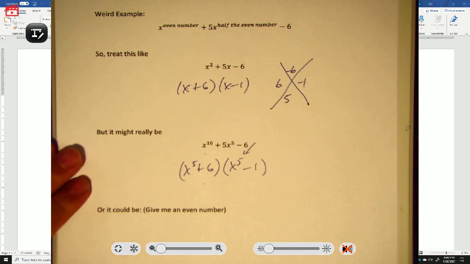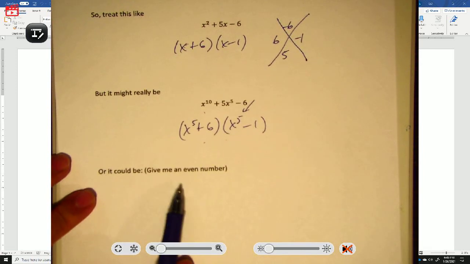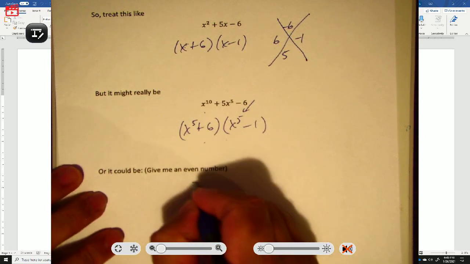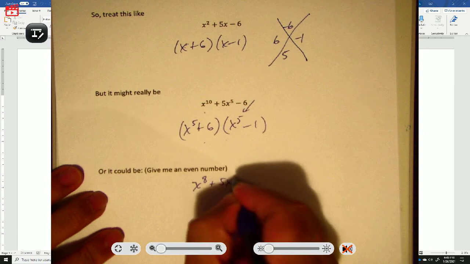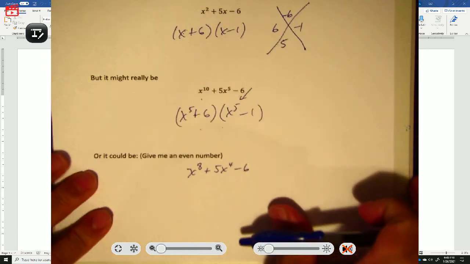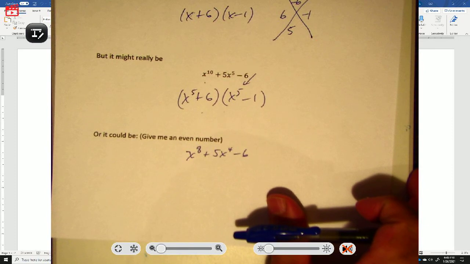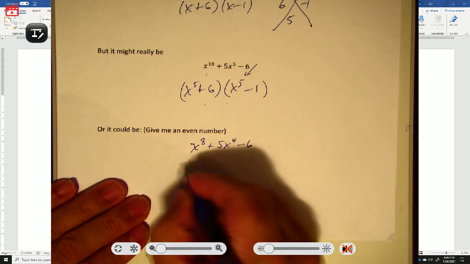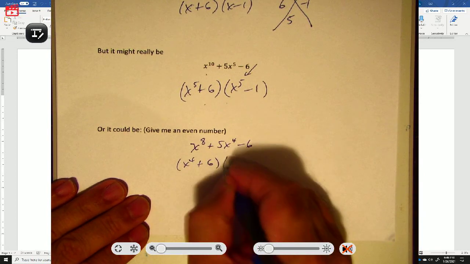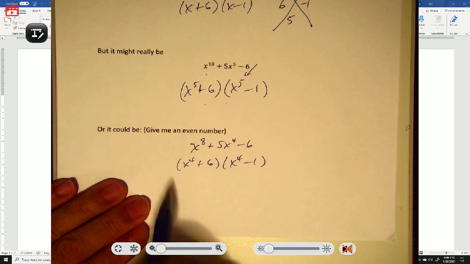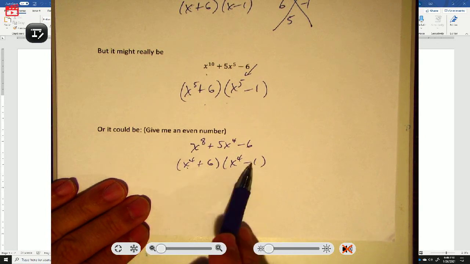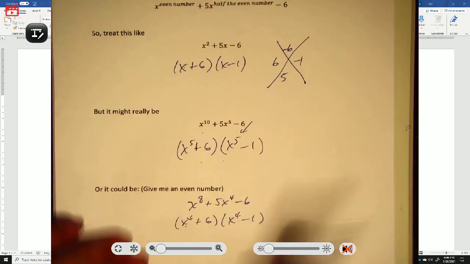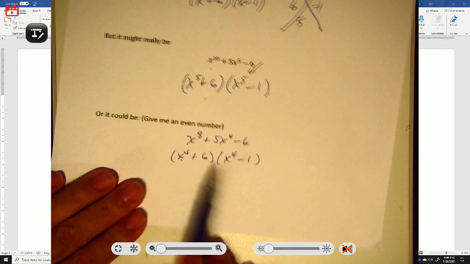All right. Now, in the classroom, I would just ask the students to give me a number. Well, I'm going to just choose one randomly. I'm going to choose 8. So what if I had x to the 8th plus 5x to the 4th minus 6? So that's our example, and we're going to factor that. So that's going to be x to the 4th plus 6, x to the 4th minus 1. Right? So I just took half that exponent, and I used the same numbers, right? 6, negative 1, because my numbers didn't change. 5 and negative 6. So the factors are still basically the same. Only thing that's different is that exponent.